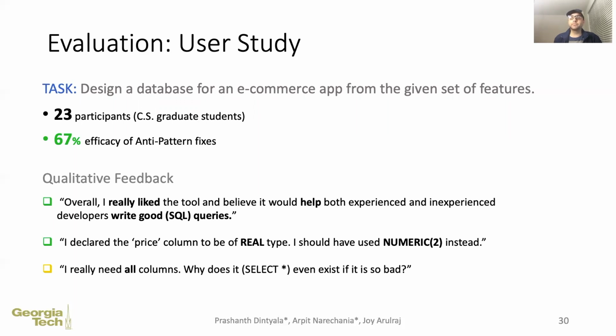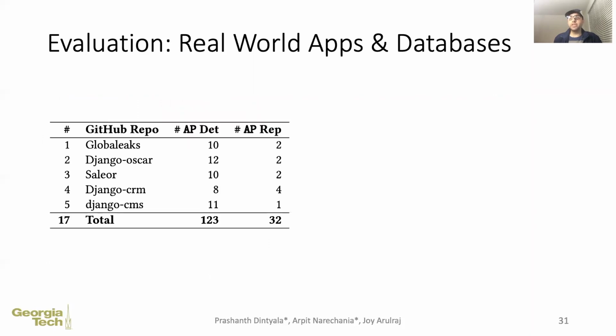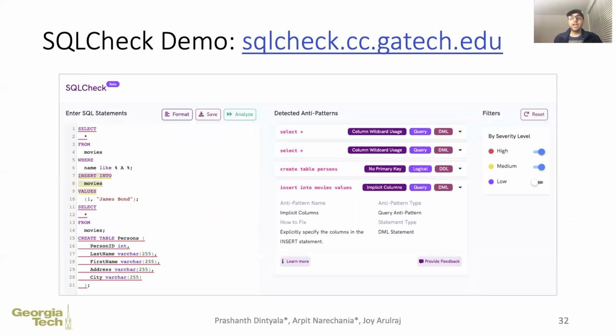We also evaluated SQL Check against many Django-based repositories on GitHub and SQLite databases on Kaggle. We have opened issues on the GitHub repositories to report these detected anti-patterns. Developers have acknowledged many of these anti-patterns and have already fixed a subset of them. We have deployed SQL Check as a service at Georgia Tech. We hope that it will benefit both beginners and experienced application developers.